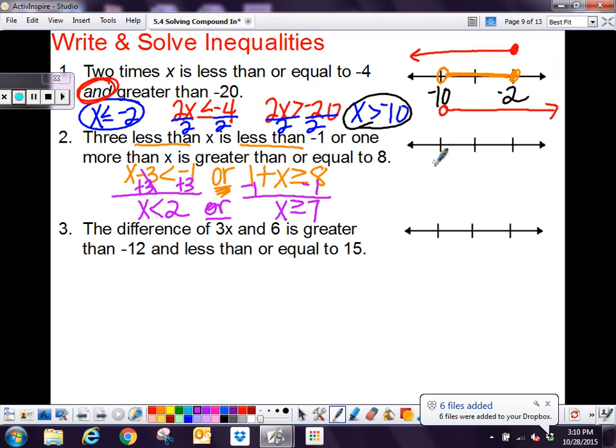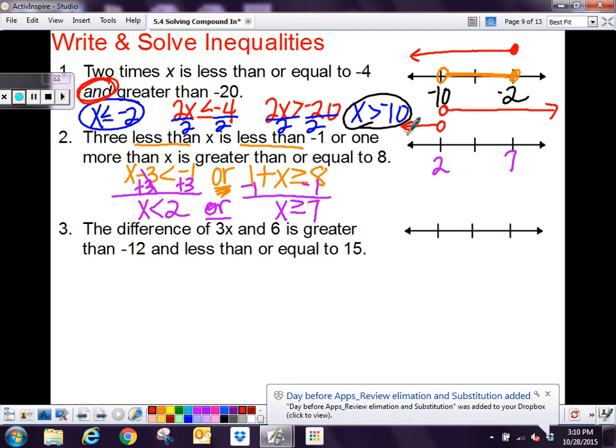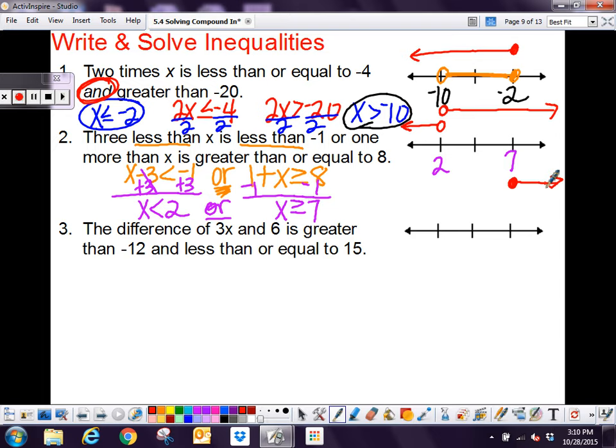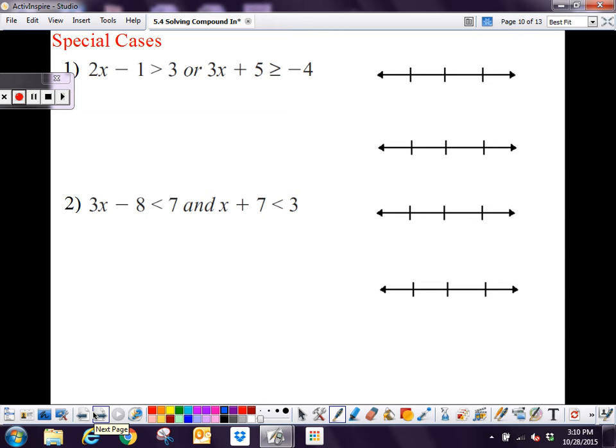Okay, I'm going to throw my 2 and 7 on my number line. And I have everything less than 2. And I have everything greater than or equal to 7. And this is an or statement, which means it could be one or it could be the other, which means I'm going to put both on my number line. We're going to skip 3 just for time's sake, but it is filled in on my website if you want it. All right, now we're going to look at some special cases.